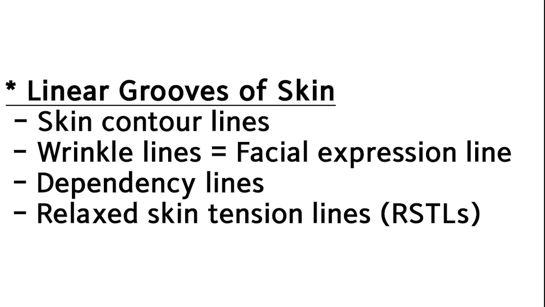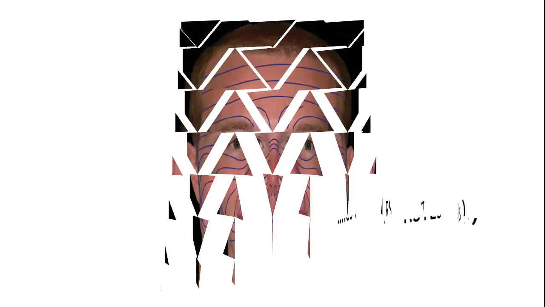Wrinkle lines, or facial expression lines, are caused by contraction of the underlying muscles and are usually perpendicular to their axis of contraction. For example, horizontal forehead creases. With progressive loss of skin elasticity due to aging, these lines may become permanent. Dependency lines are produced by the effect of gravity on loose skin or subcutaneous fatty tissue. For example, the crease formed anterior and inferior to the jowls.